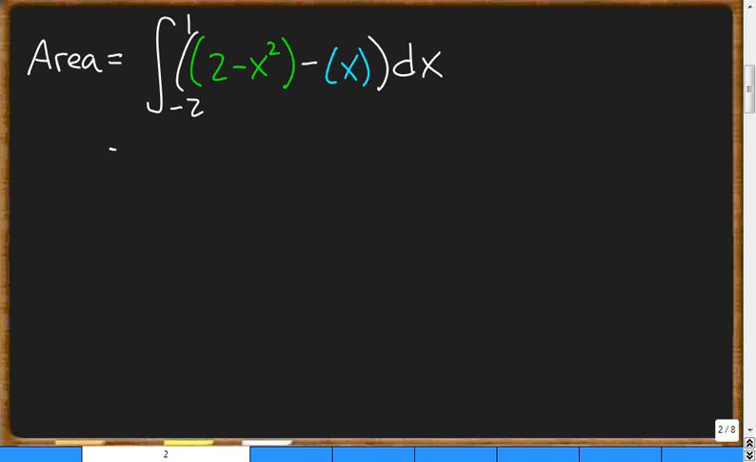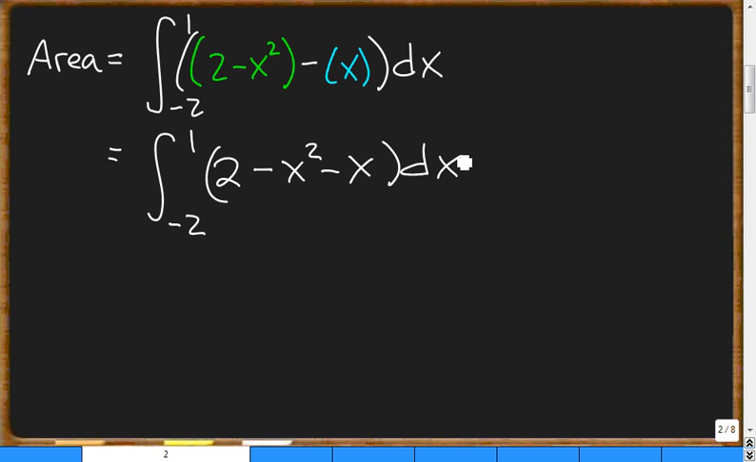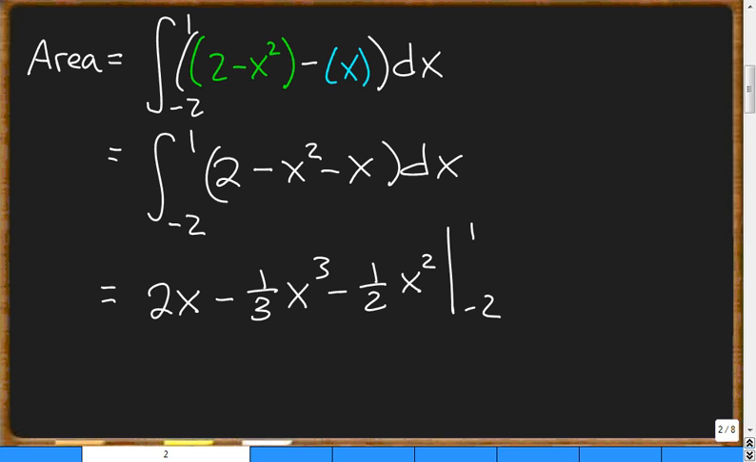So we want to simplify first. Say, okay, so our integral from negative 2 to 1. If we put all this together, this is going to be 2 minus x squared minus x. You could reorder that any way you want, but it's not necessary. So when we perform our integration, 2 is going to become 2x. Negative x squared will be negative 1/3 x cubed. And negative x will become negative 1/2 x squared. And that will be from 1 to negative 2. So now we need to go forward and plug these numbers in and evaluate what this number is.